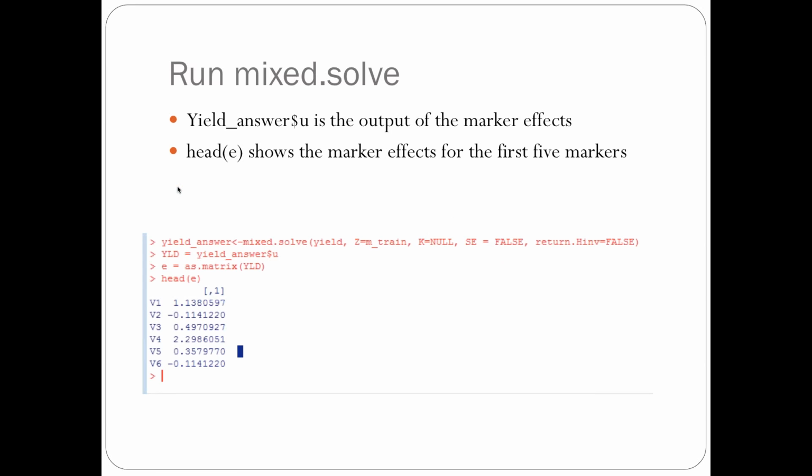So after running this command, I have the yield answer and $U as the marker effects. And E is then reset to equal to E. So E is the matrix of the marker effects. And this just shows the head command for the E marker matrix. And so these are the marker effects for individuals from the validation population.